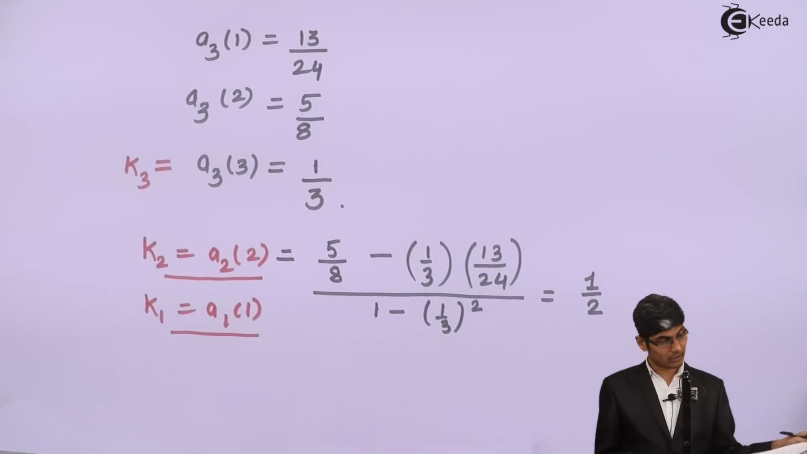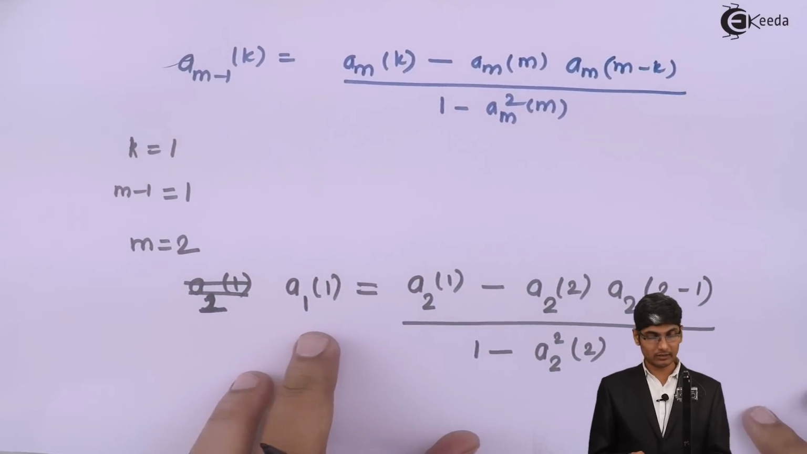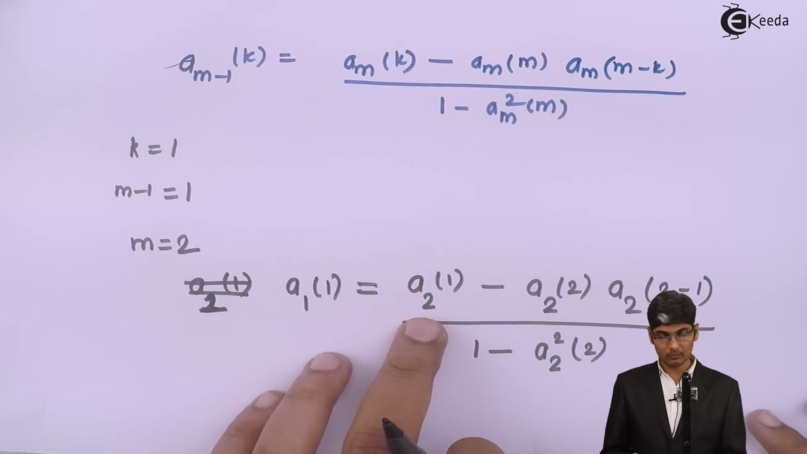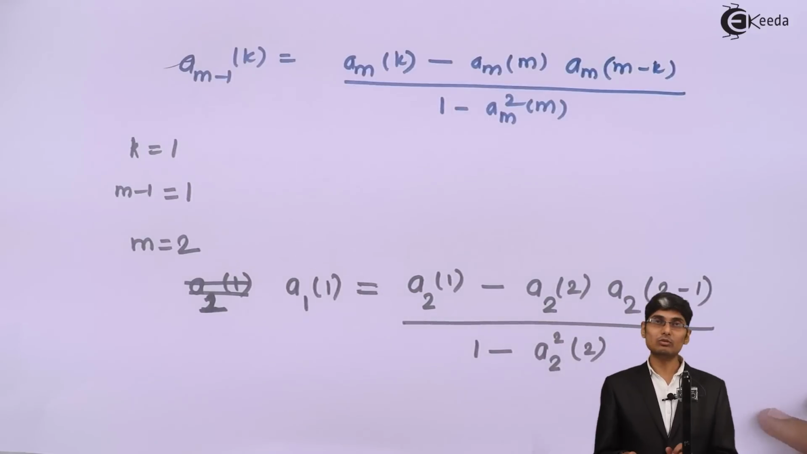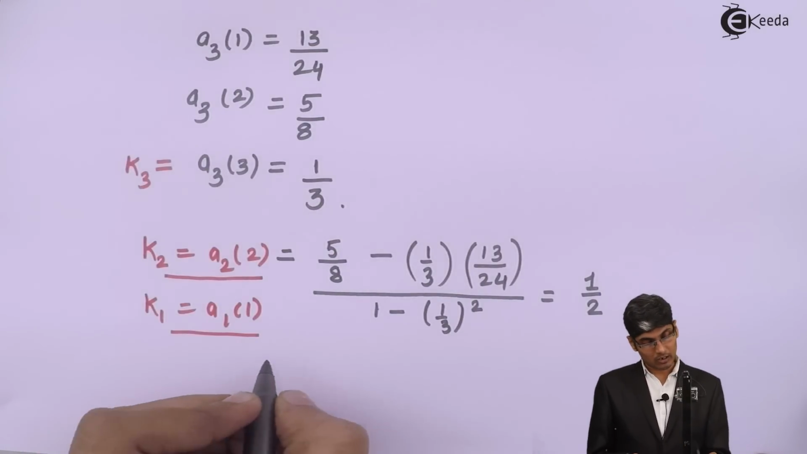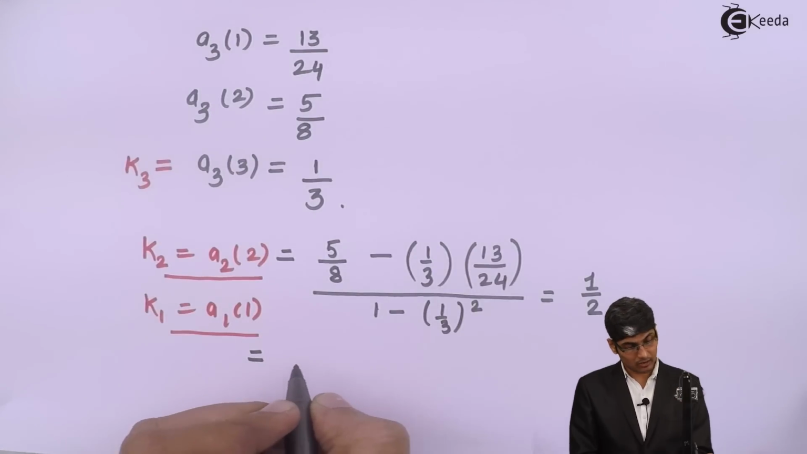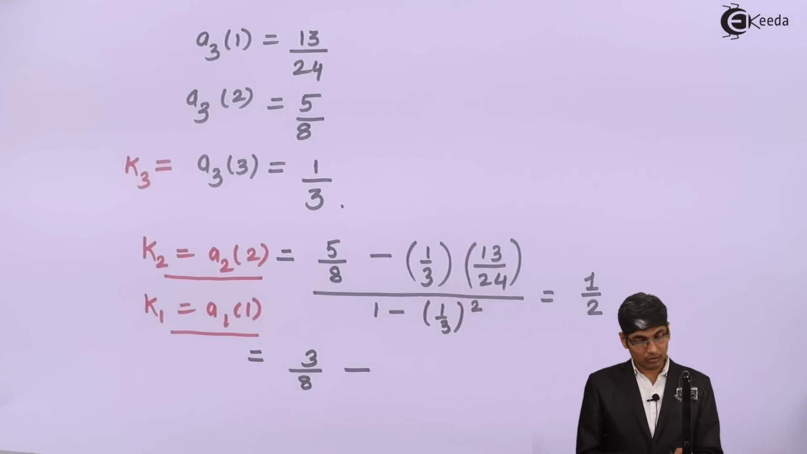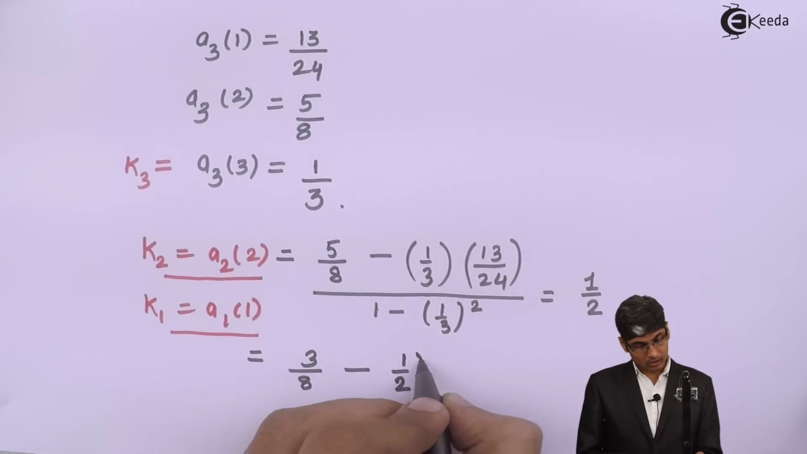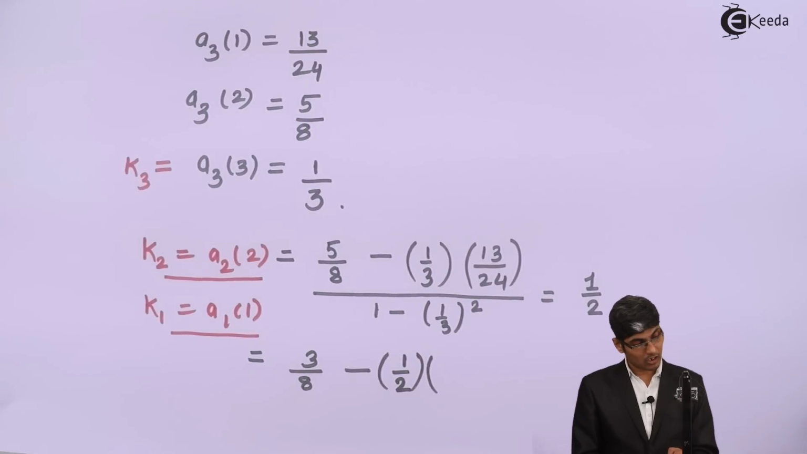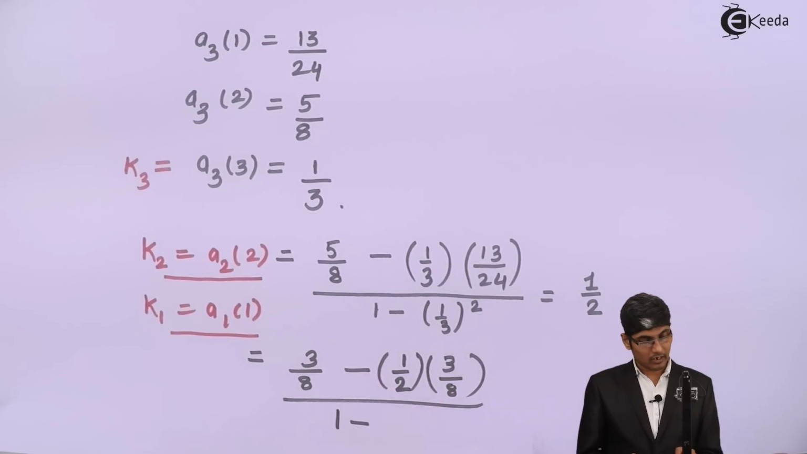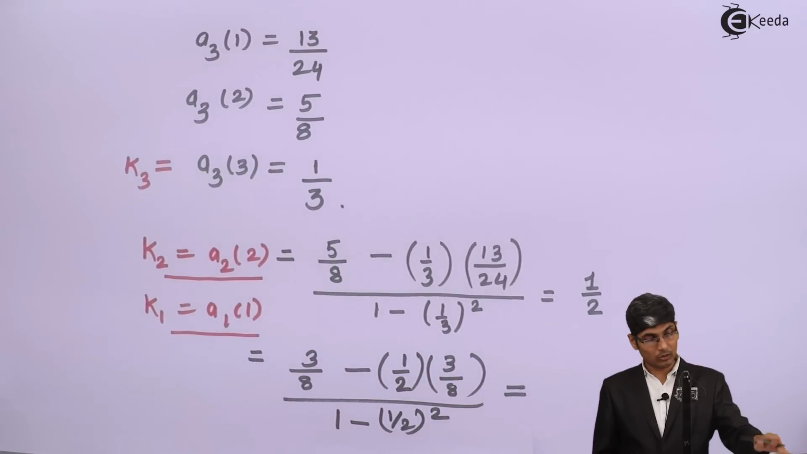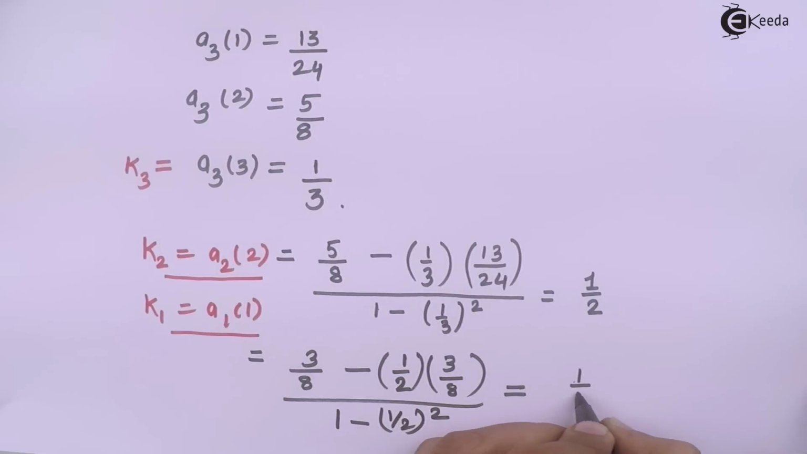a1 of 1 according to the recurrence is a2 of 1, which is 3 by 8 now, minus a2 of 2 times a2 of 1 again, which is again 3 by 8, divided by 1 minus a2 of 2 squared. So I'll use that equation: a1 of 1 will be equal to a2 of 1, which is 3 by 8, minus a2 of 2, which is 1 by 2, into a2 of 1 again, which is 3 by 8, divided by 1 minus a2 of 2, which is 1 by 2, the whole square. Now this all equals 1 by 4.